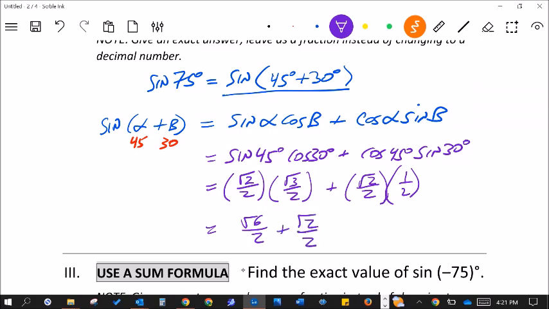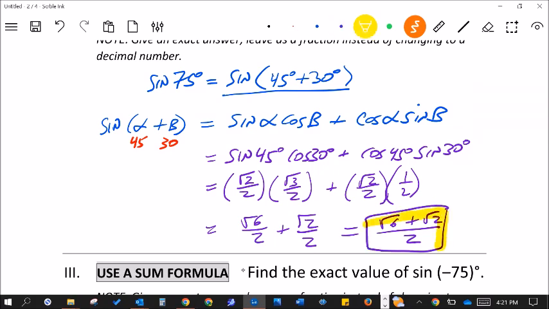Now I multiply them together, and that's square root of 6 over 2 plus square root of 2 over 2. Although that's mathematically correct, it would be better to put these together because we have the same denominators. So square root of 6 plus square root of 2 over 2 is the best answer. What we did is find a way to add up to make the 75, then use the formula putting in for alpha and for beta, and then putting in these things from the unit circle.